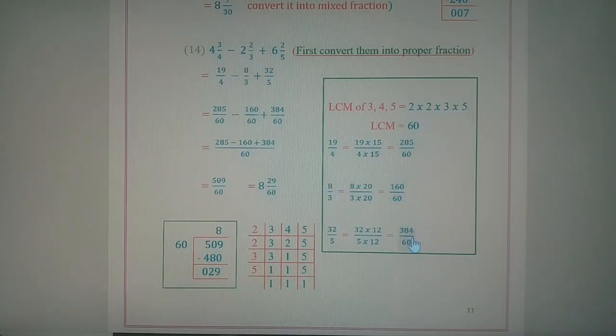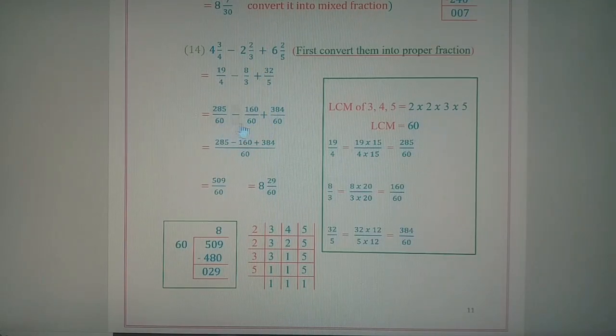So these three equivalent fractions we have to replace instead of the original improper fractions. 19 upon 4 will be replaced by 285 upon 60. 8 upon 3 will be replaced by 160 upon 60. So instead of 8 upon 3, I will write 160 upon 60. 32 upon 5, I will replace with 384 upon 60, which is the equivalent fraction of 32 upon 5. So all the three fractions are replaced with their equivalent fractions in the sum. The minus sign we copy as it is and the plus sign we copy as it is between the fractions.